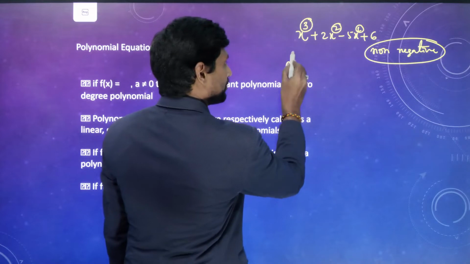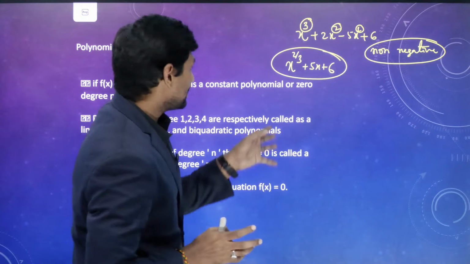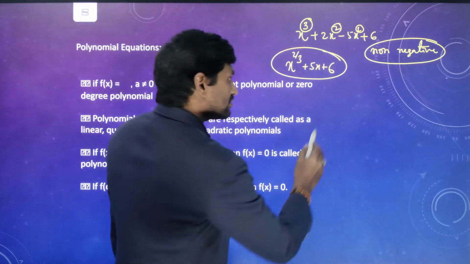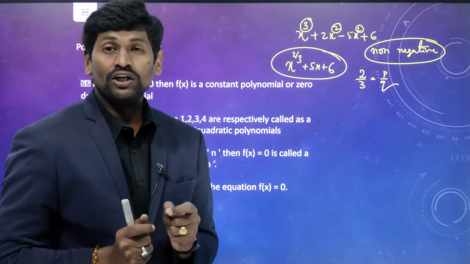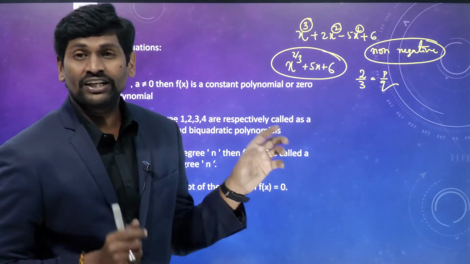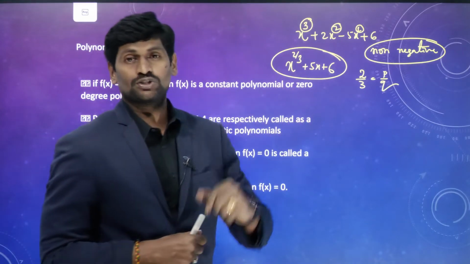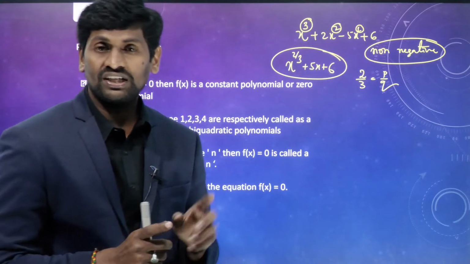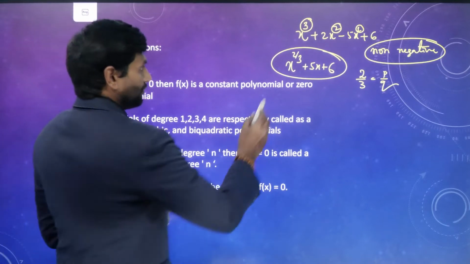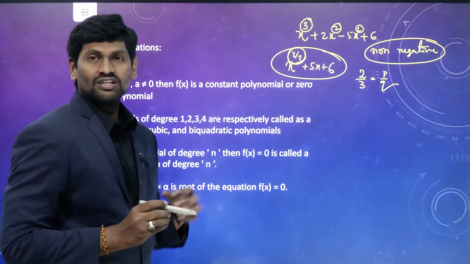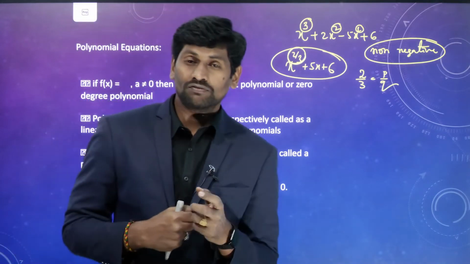For example, x power 2 by 3 plus 5x plus 6. While you are observing the first term, the exponent is 2 by 3, which is in the form p by q. P by q is a rational number, not an integer. So we identify that the given expression is not a polynomial. According to the definition, it must have non-negative integral powers, but here 2 by 3 is not an integer, it is a rational number, so it does not belong to polynomials.